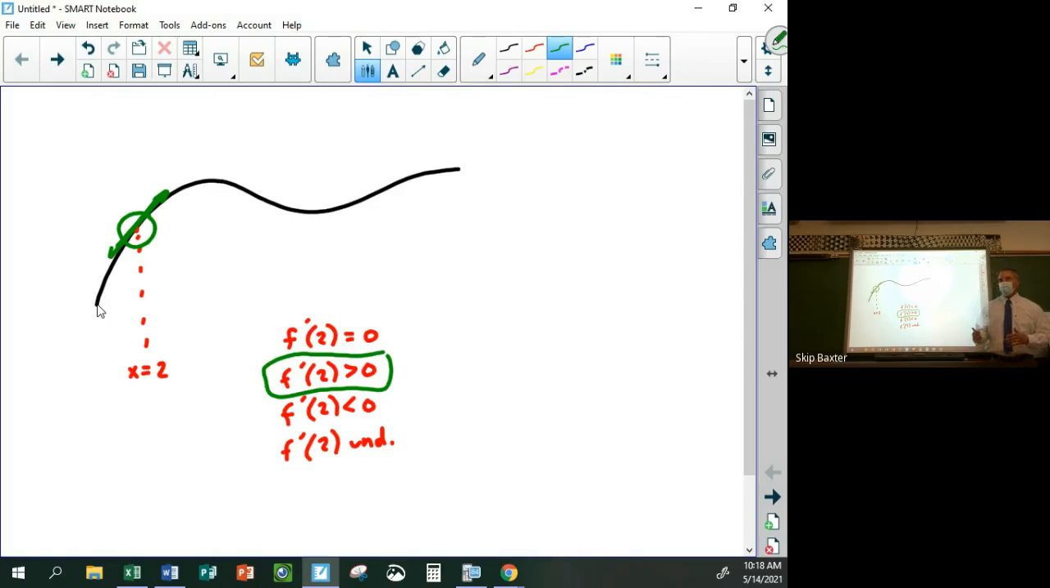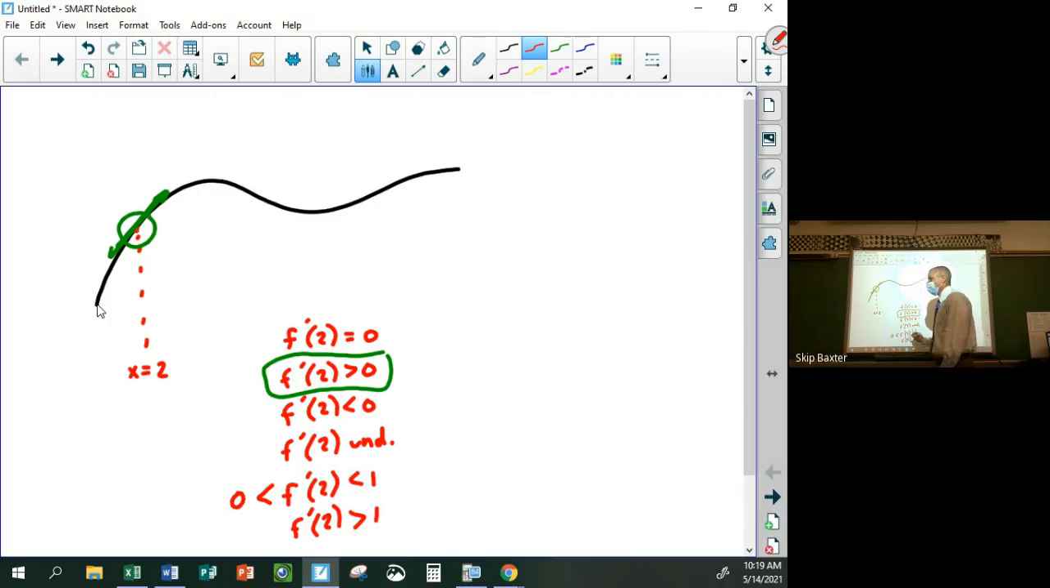In other questions, they might even be a little bit more specific. One of the choices might be F prime of 2 is between 0 and 1, or F prime of 2 is greater than 1, or something like that, in which case you have to look at relative steepness. Is it steeper than a slope of 1, or is it less steep than a slope of 1? This one would be kind of hard to tell, but it looks to me like this would be a little bit bigger than a 1 slope. That looks like more than a 45 degree angle to me, but it's a close call.